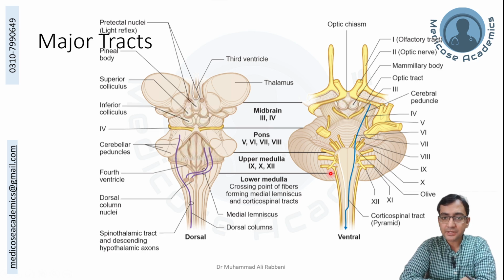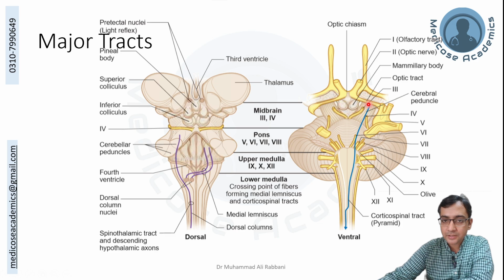The second is major tracts. I will focus on three tracts here: the corticospinal tract, the spinothalamic tract, and the dorsal column-medial lemniscus system. The corticospinal tract moves down from the cerebral cortex, corona radiata, internal capsule, and here it passes through the crus cerebri, base of the pons, pyramids of the medulla oblongata, and then crosses the midline at the junction of medulla and spinal cord, called the pyramidal decussation, as it moves down as the lateral corticospinal tract.